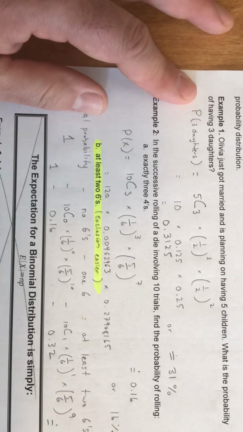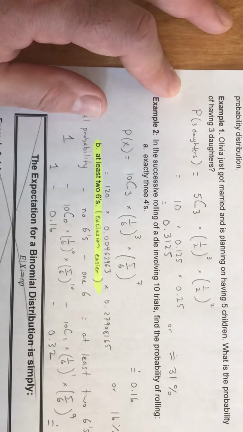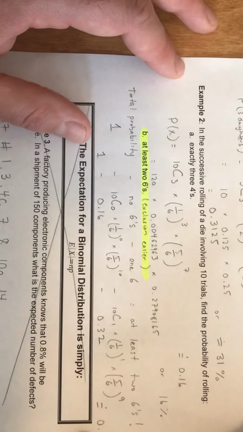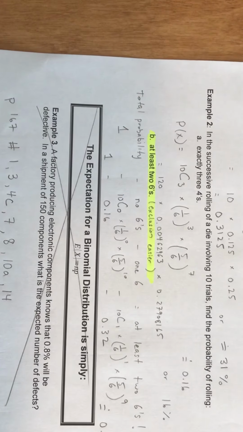According to this binomial distribution, this model. Okay, so that's how it works. Let's do another example. This one involves rolling dice. So the probabilities are a little bit different.